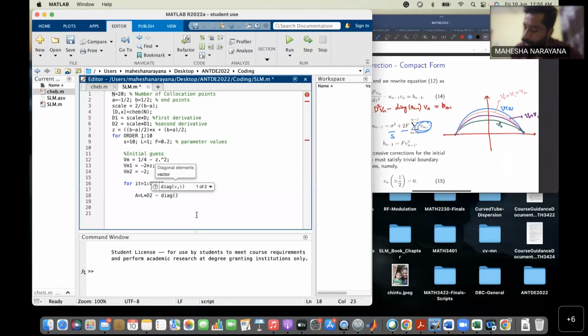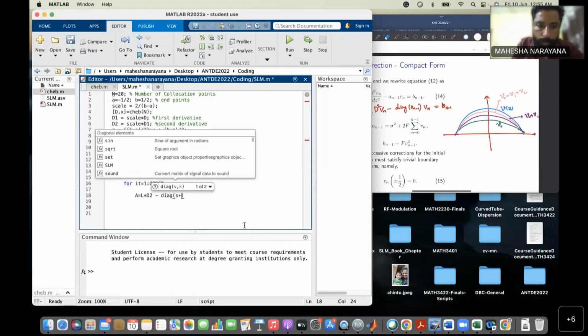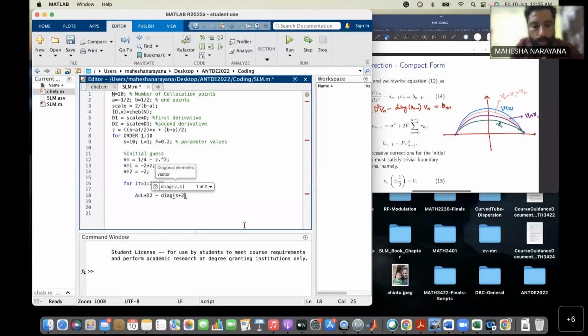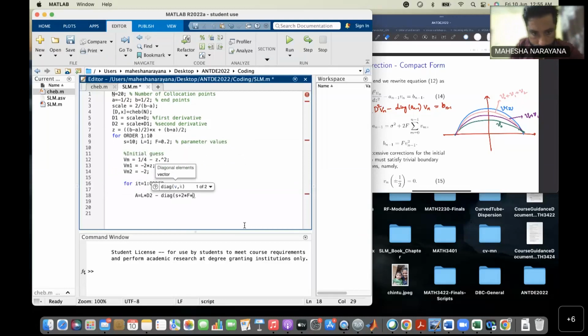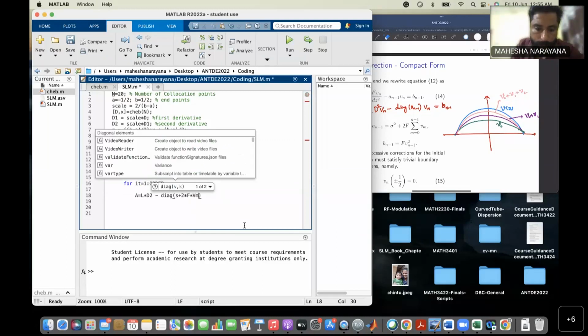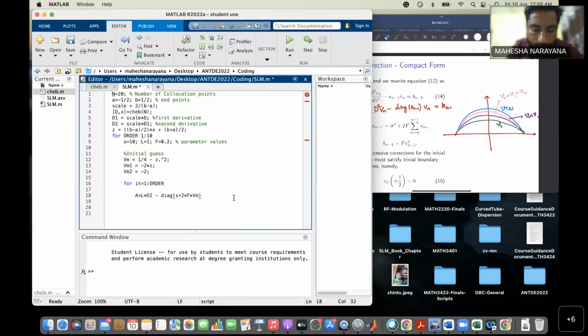So that is going to be diag of S plus 2 star F of VM. So that defines the differentiation matrix. The coefficient matrix is given by this, okay?